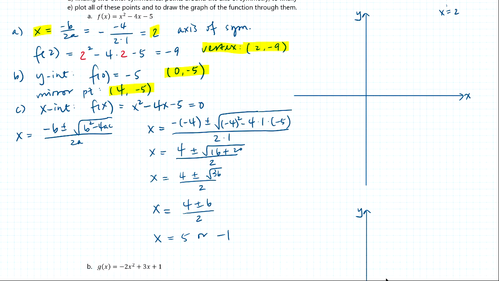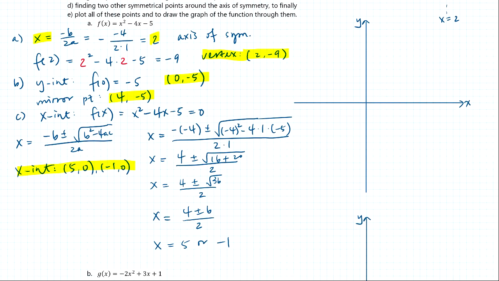And for the x-intercept, we know y is equal to 0, so we can say, in conclusion, in order to get the x-intercept, we would have the points 5, 0 and -1, 0 being the key features we want to include in the graph. And lastly, we want to find two other symmetrical points around the axis of symmetry to finally plot the graph.